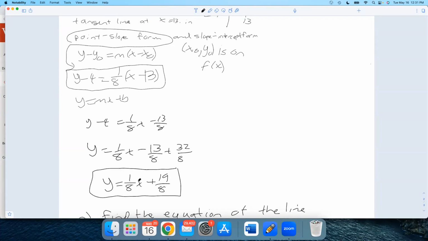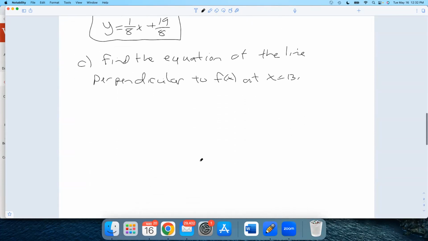Now we could check and see if this is right. We could check for both of these. Both of these should pass through the point (13, 4). So if I plug in 13, plus 19 is 32 over 8 is 4. And it'll obviously work here. If I plug in 13, this is 0. I just get y equals 4. So here's slope intercept form. Here's point slope form.